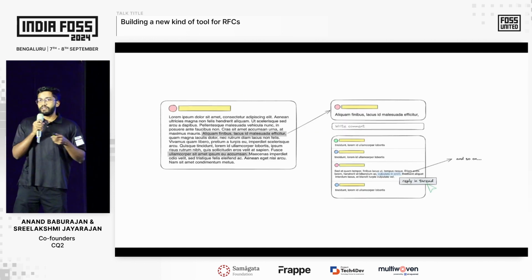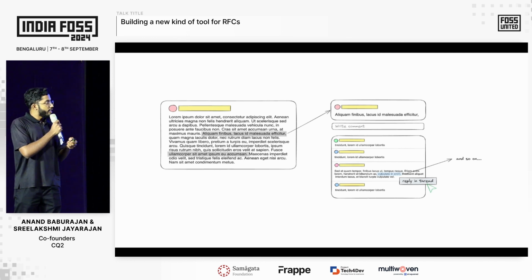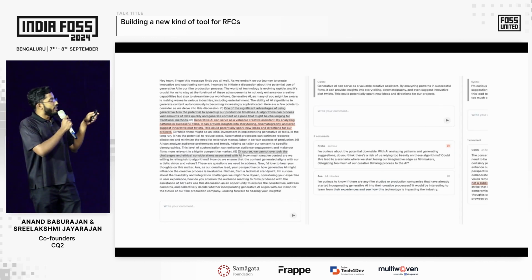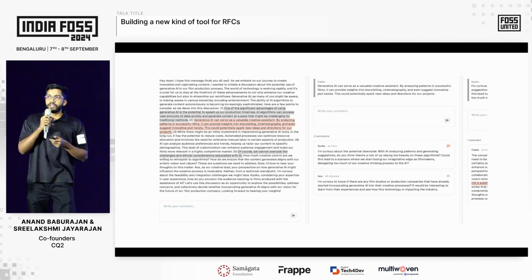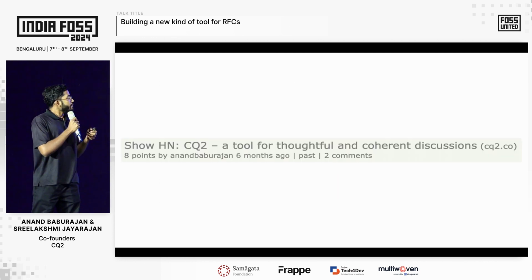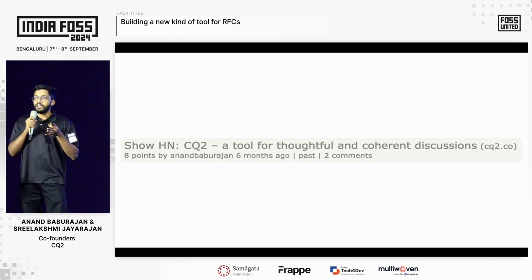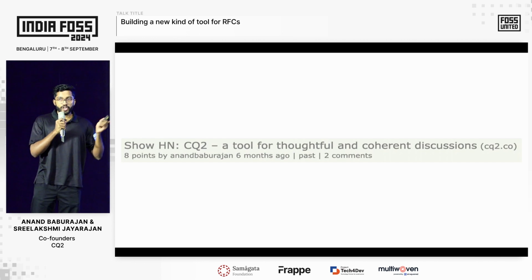We designed a few prototypes. This one had an infinite canvas with each thread as a node. Then we moved to a sliding pane design, where this whole thing scrolls horizontally. So we launched CQ2 on Hacker News. We built a demo and launched it as a tool for thoughtful and coherent discussions. We had a landing page and a demo and an early access form. It didn't go well. We got 2 comments, and we didn't get any early access signups.